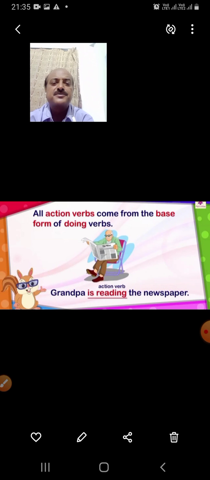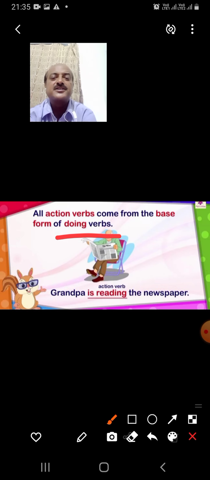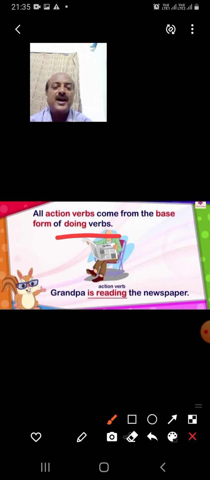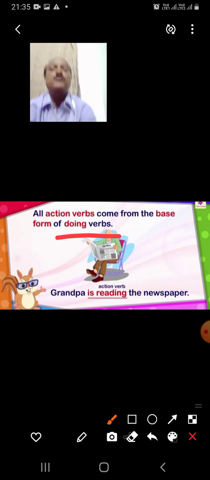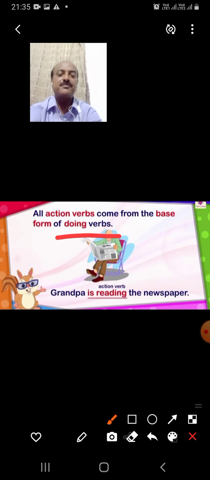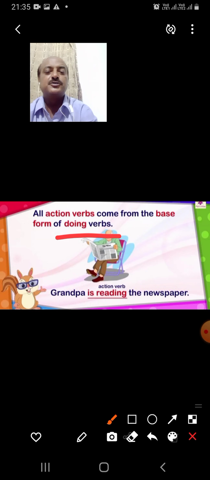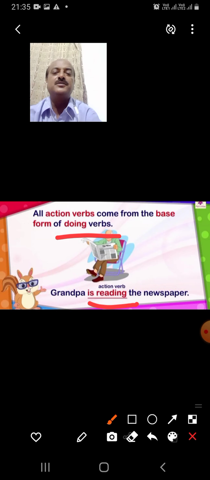All action verbs come from the base form of doing verbs. Action verbs, doing verbs, all these are forms of verbs. Grandpa is reading the newspaper. So what action is being done here by grandpa? He is reading the newspaper. So this is known as an action verb or doing verb. He is doing something.